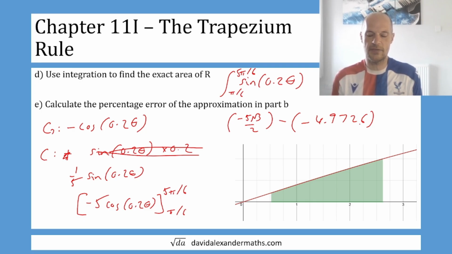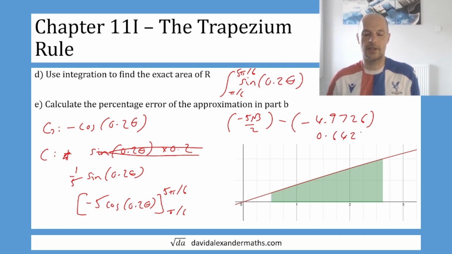Okay, so let's put the two together. So minus 5 root 3 over 2 plus 4.9726, and I'm getting the area as 0.6424729811. Okay, well, this is not ideal because I've done a bit of rounding here.